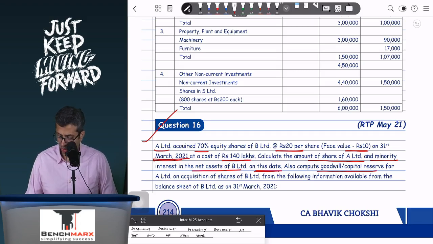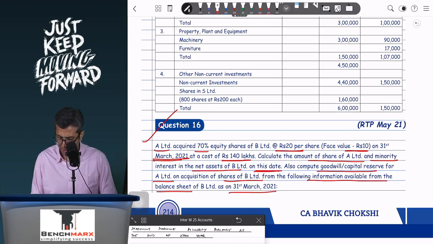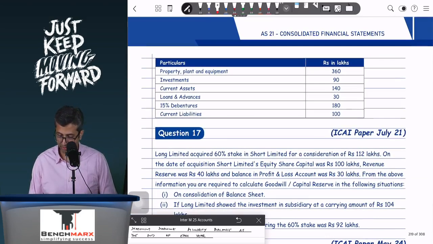Also compute the goodwill or capital reserve for A on the acquisition of shares of B with the following information available from the balance sheet of B as on 31st March 2021. Remember, the acquisition happens on 31st March 2021 and you have also been given the position of the net assets on 31st March 2021. So you'll have the PPE, investments, current assets. You are assuming these are loans and advances which are given. 15% debentures and current liabilities.